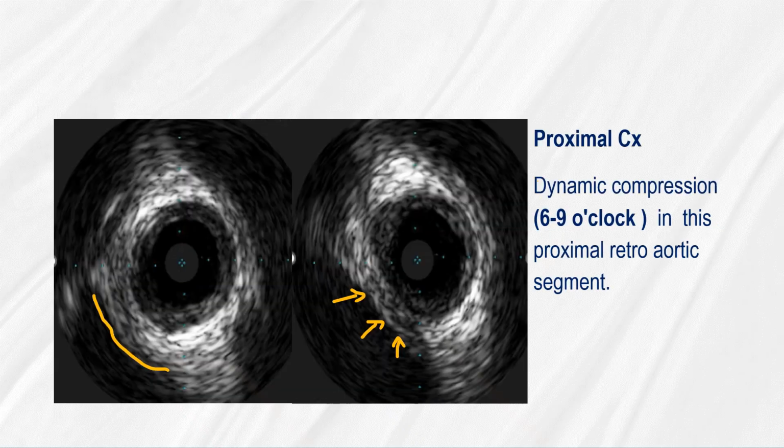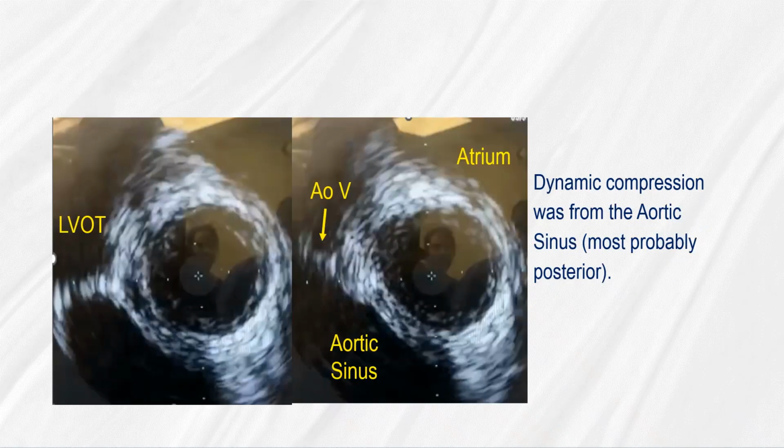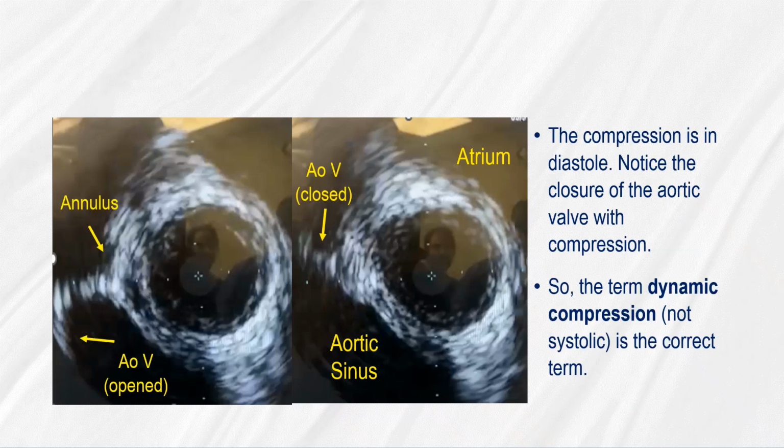The compression was between 6 to 9 o'clock in this proximal retroaortic segment. This compression caused some degree of dynamic decrease in the cross-section area of the CX lumen. Dynamic compression was from the aortic sinus, most probably the posterior sinus. The compression is in diastole. Notice the closure of the aortic valve with compression. So the term dynamic compression, not systolic, is the correct term.